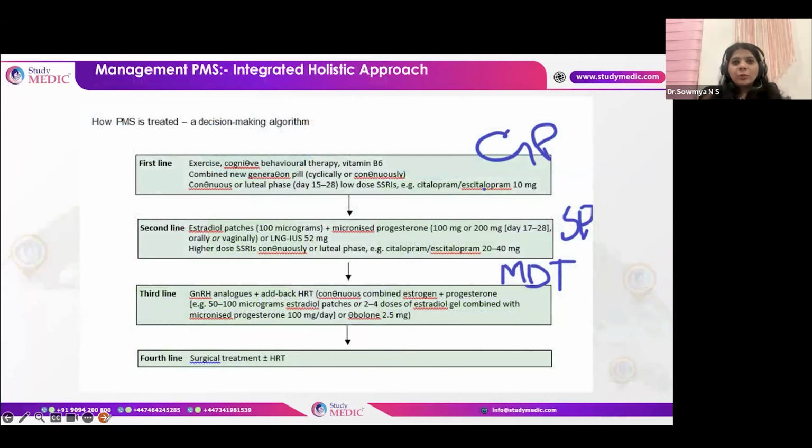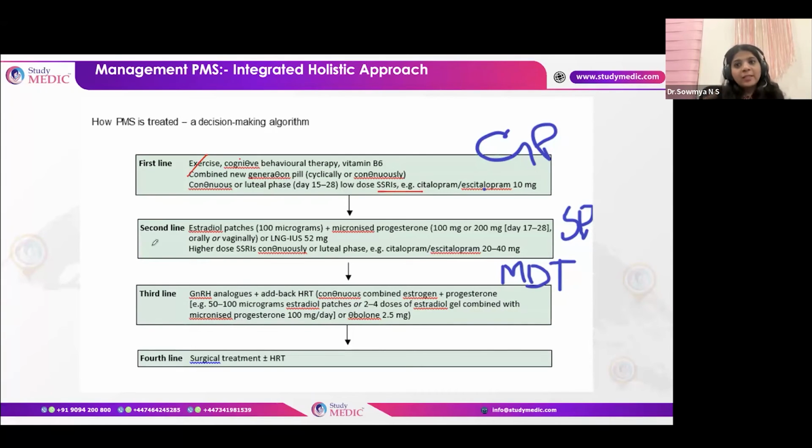PMS, premenstrual syndrome. The point is, the culprit here is the hormone changes which happen in and around ovulation and throughout the menstrual cycle. So if you want to treat somebody with PMS, the best bet is to stop ovulation. So what are the different lines? First line, you start with exercise, cognitive therapy, vitamin B6. Then you start with combined new generation OC pills, or you can give SSRIs to elevate their mood.